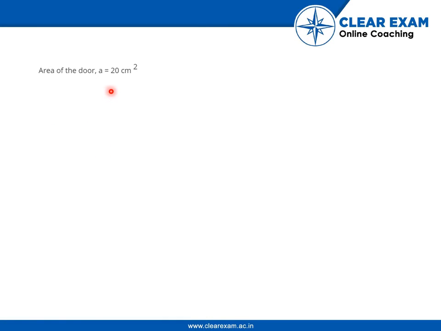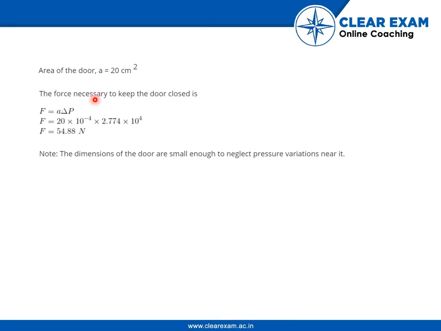Now area of the door is 20 centimeters square. So the force necessary to keep the door closed is given by this particular formula, which is this area into the difference in pressure, which we have calculated already. So if we put in these values, we get the force to be equal to 54.88 Newton.